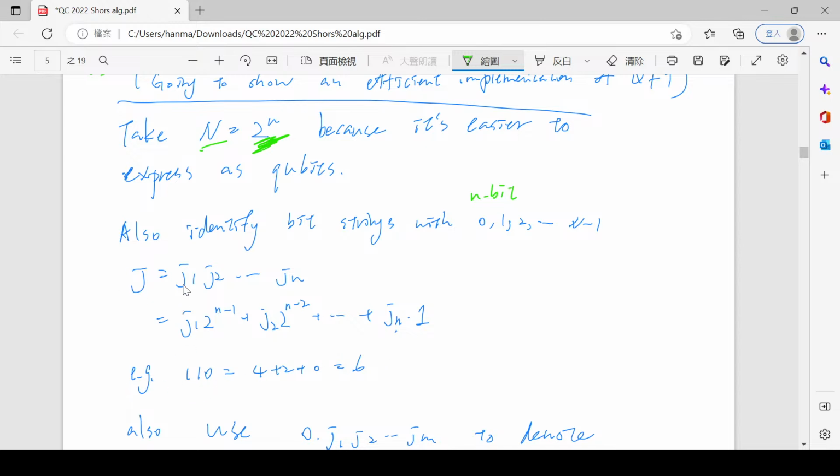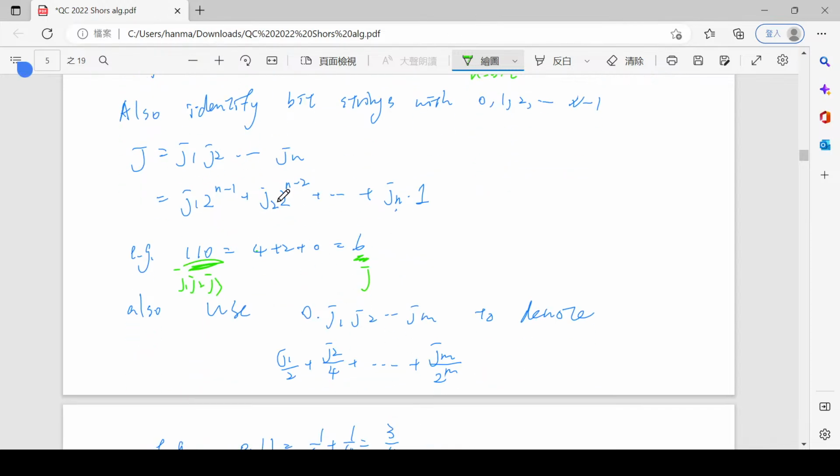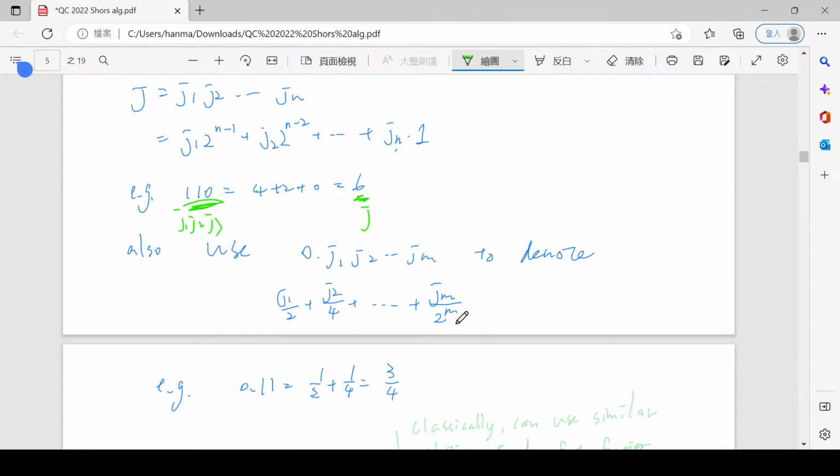So for example, if small n equals 3 and you have a 3-bit string, 1, 1, 0, then it's 4 plus 2 plus 0, which equals 6. So j1, j2, j3 is 6, equal to j. Okay, so just setting up this binary notation.